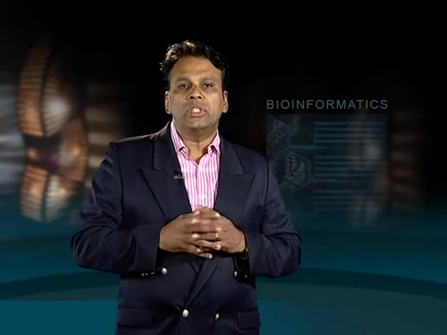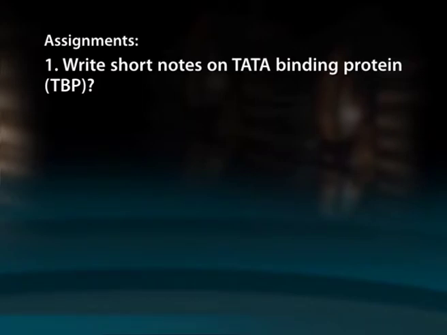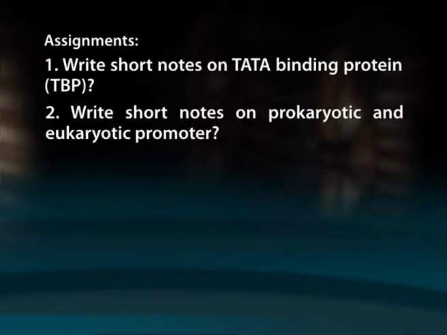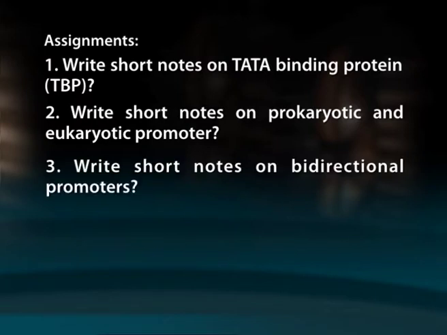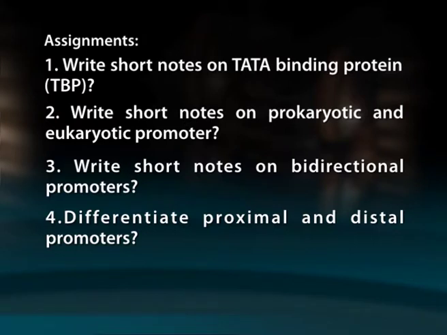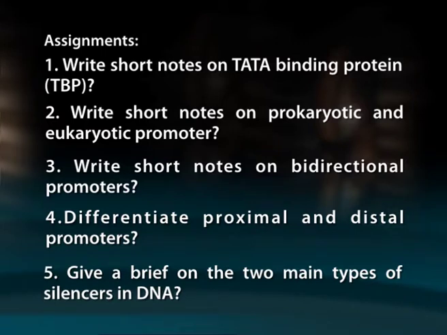Now, let me give you certain assignments based on the discussions we had. 1. Write short notes on TATA-binding protein, that is TBP. 2. Write short notes on prokaryotic and eukaryotic promoter. 3. Write short notes on bidirectional promoters. 4. Differentiate proximal and distal promoters. 5. Give a brief account on the two main types of silencers in DNA.